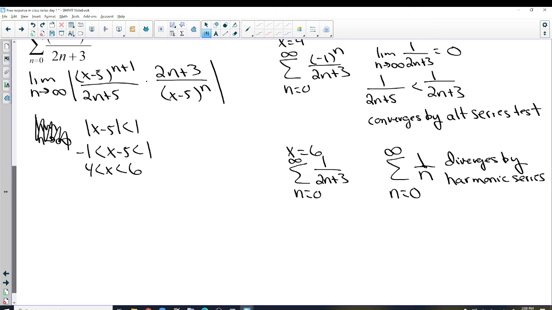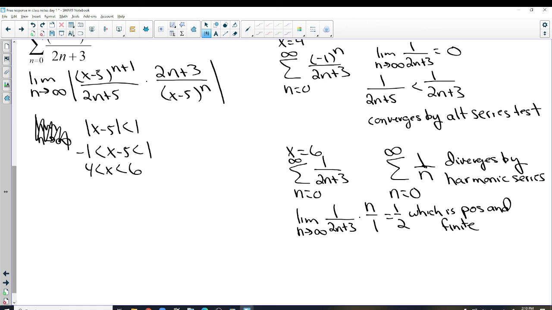Now we just have to show that they diverge together. So limit as n approaches infinity of 1 over 2n plus 3 times n over 1. Well, that equals 1 half. If we were to grab the 2, it would just be 1. But either number is positive and finite. So they diverge together. So it diverges by limit comparison test. All right, so the interval of convergence, we finally have to answer the question, it was good at 4 and does not converge at 6.